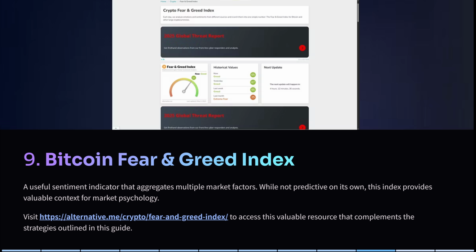And next resource is the Bitcoin Fear and Greed Index, very important for trading Bitcoin, which is available at alternative.me, link available on the slide. It is a useful sentiment indicator that aggregates multiple market factors. While not a trading signal itself, it provides valuable context for market psychology and potential extremes in the market.